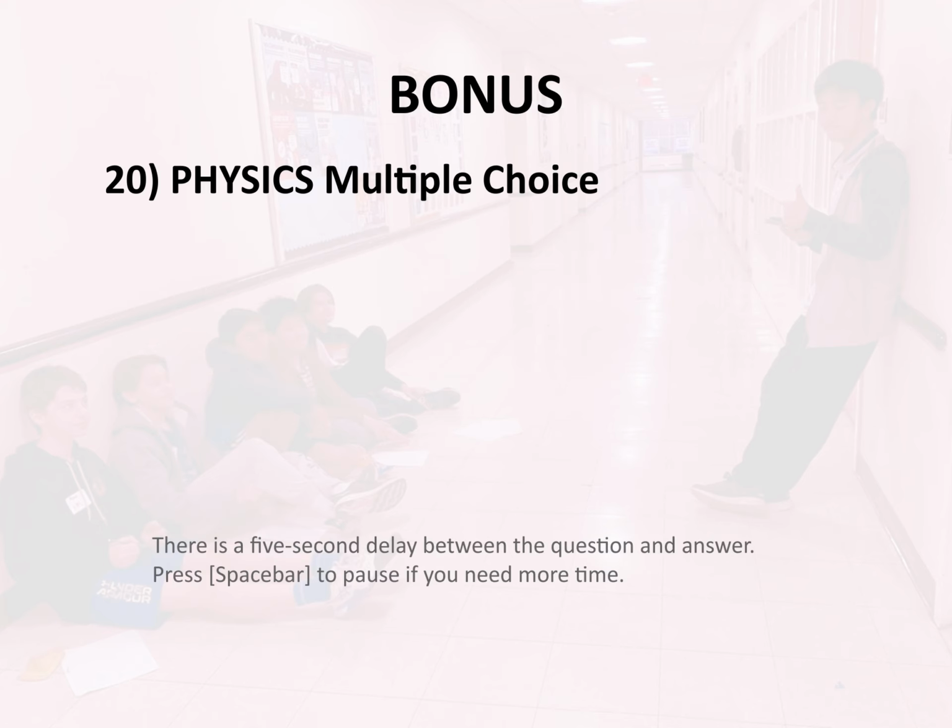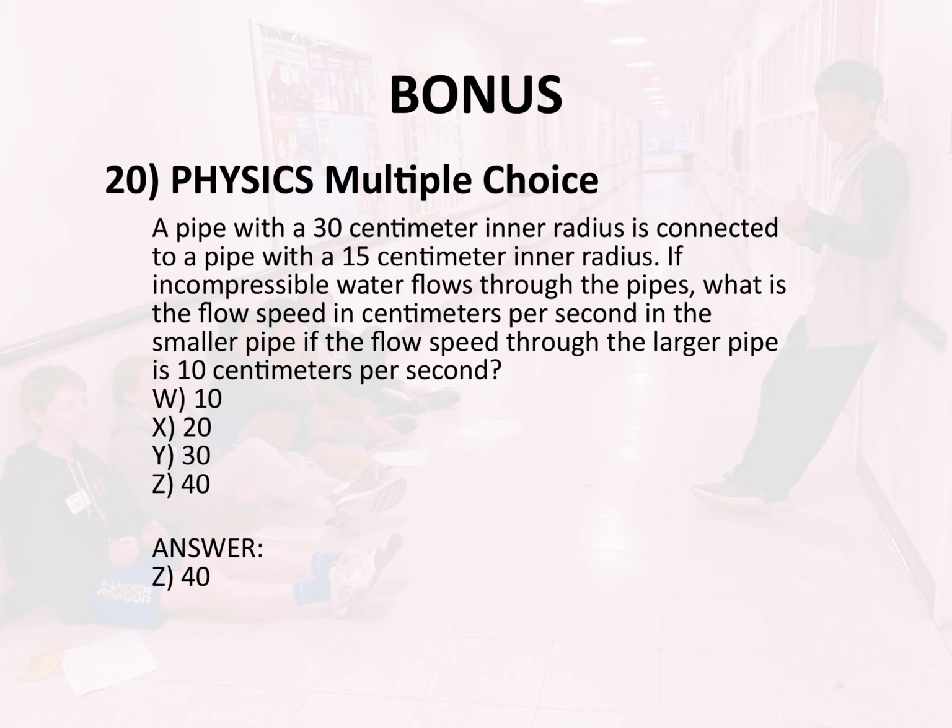Bonus 20. Physics. Multiple choice. A pipe with a 30 cm inner radius is connected to a pipe with a 15 cm inner radius. If incompressible water flows through the pipes, what is the flow speed in centimeters per second in the smaller pipe if the flow speed through the larger pipe is 10 centimeters per second? W. 10. X. 20. Y. 30. Z. 40. Answer. Z. 40.